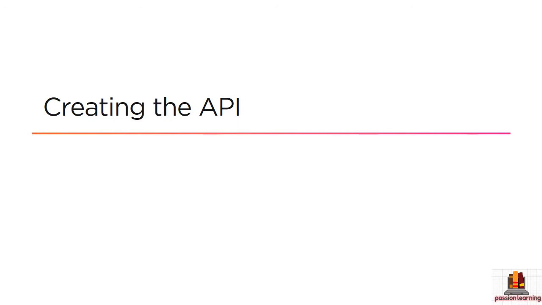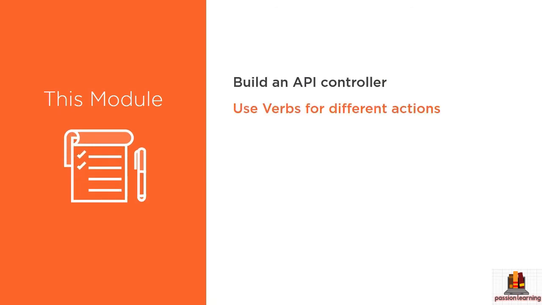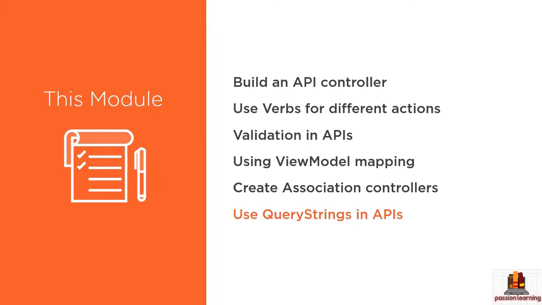In this module, we'll create an API using MVC 6. We'll do this by first building an API controller. We'll use verbs for different actions on that controller. We'll use validation in our APIs. I'll introduce you to view model mapping. We'll show you how to create association controllers. And then I'll introduce how to use query strings in your API. Let's start by building that API controller.